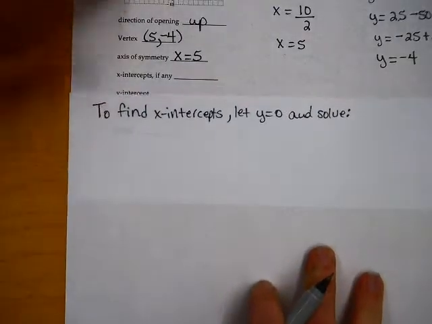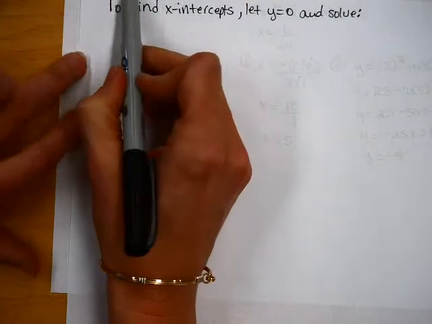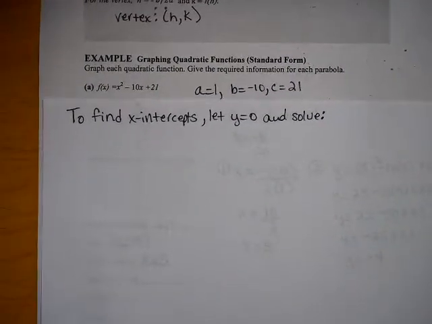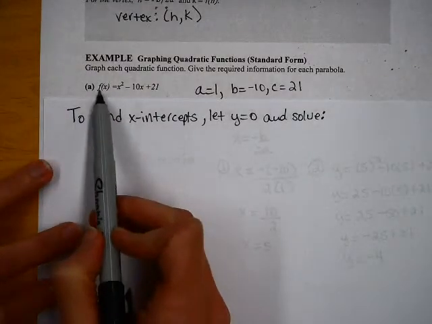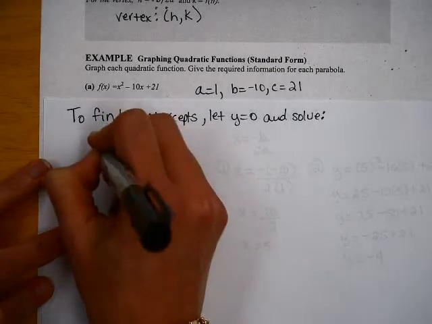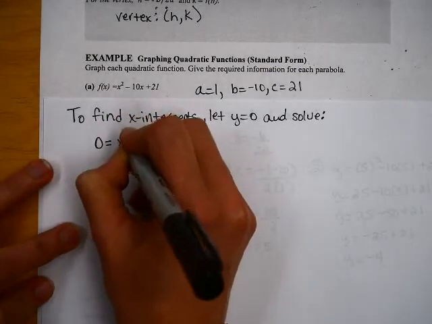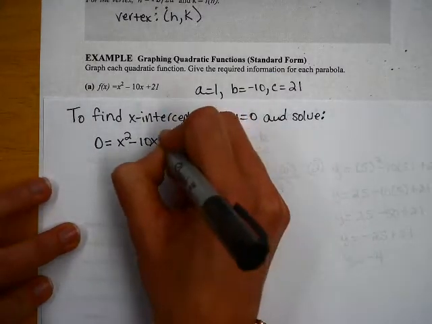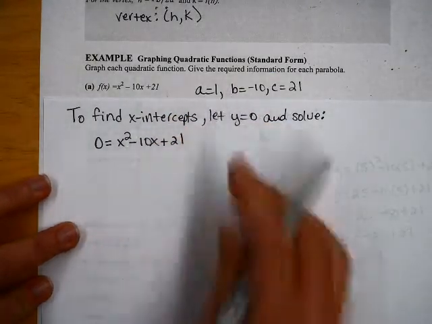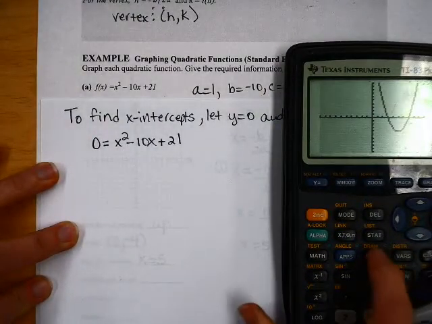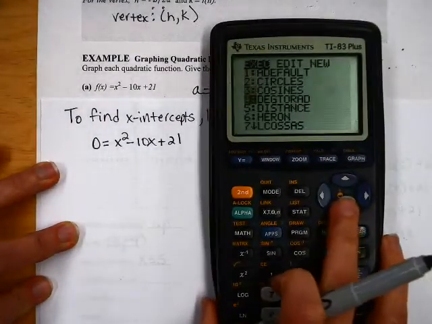Okay, so if we go back here to our equation, remember f of x is the same thing as y equals, so instead of putting y equals here, we're going to let y equal 0, and we're going to put in 0 there, equals x squared minus 10x plus 21. And remember, we've already identified a, b, and c, so I'm going to use my quadratic formula to solve this. That's how we solve a quadratic equation.